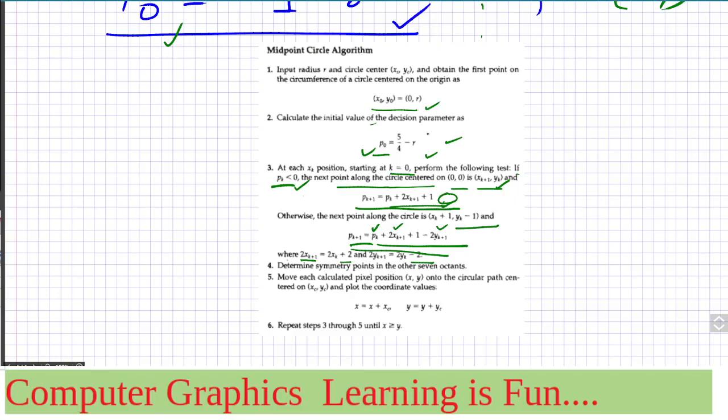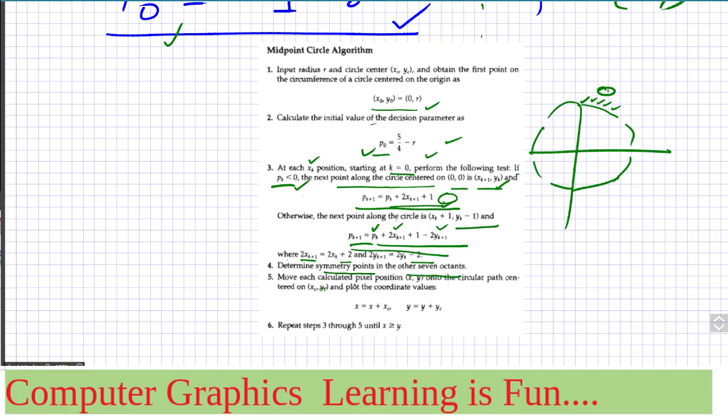So, using this at each xk, this is a loop here. You will try to find out all the values until you get x equal to y. Also, you have to determine the symmetry points, the other 7 coordinates. Since you are doing it in this octant, you are trying to find these values. Using these values you can easily find the values in the other octants as well. So find those things.